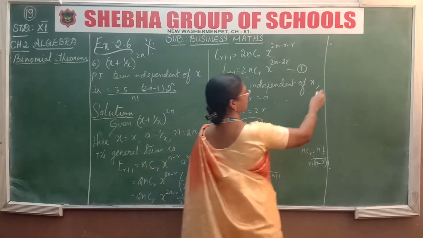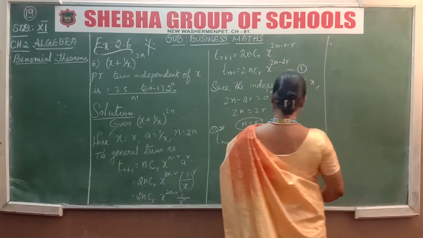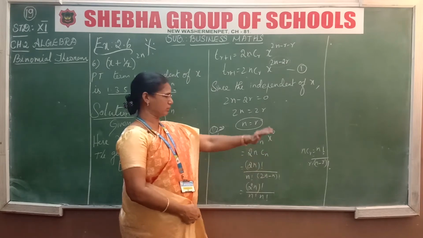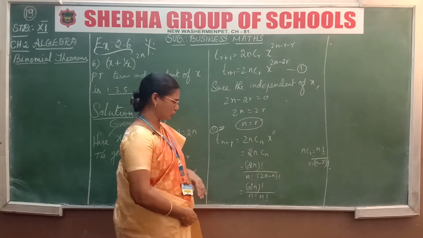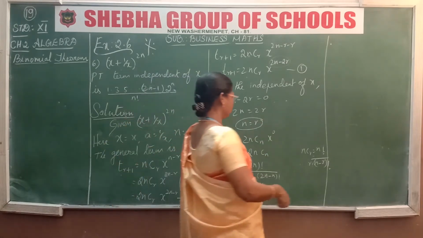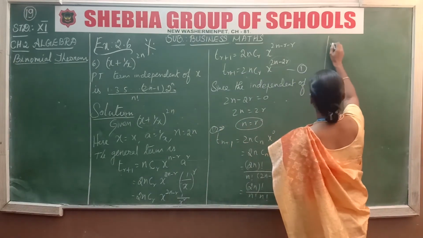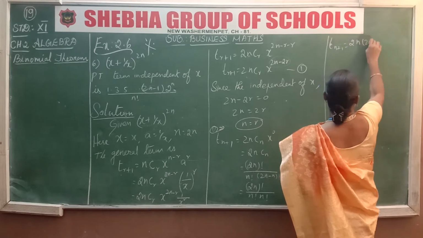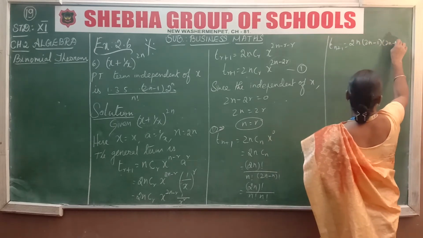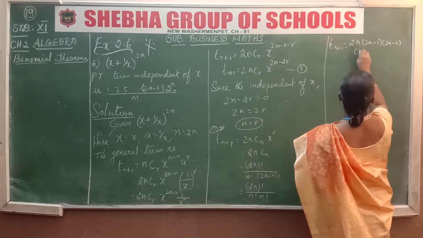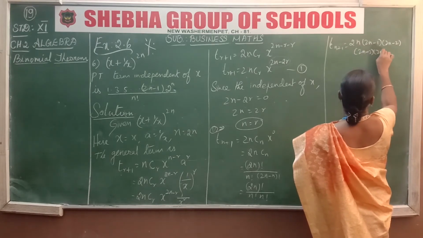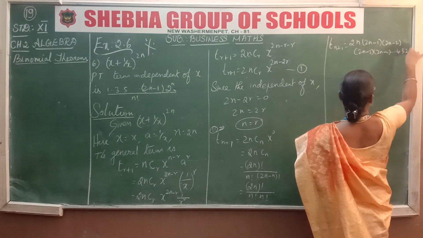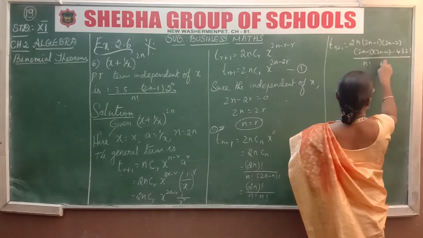Okay. Now expanding this 2n factorial, we know n factorial is n into n minus 1 into n minus 2 into n minus 3 etc. up to 2 into 1. So similarly we write 2n factorial as 2n into 2n minus 1 into 2n minus 2 into 2n minus 3, 2n minus 4 etc. up to 4 into 3 into 2 into 1, by n factorial into n factorial.